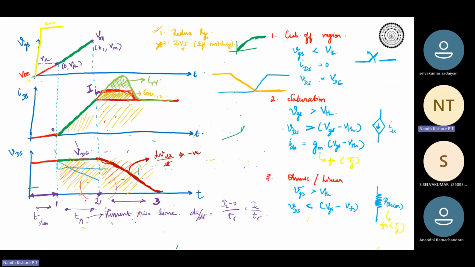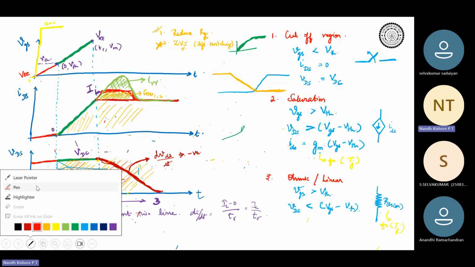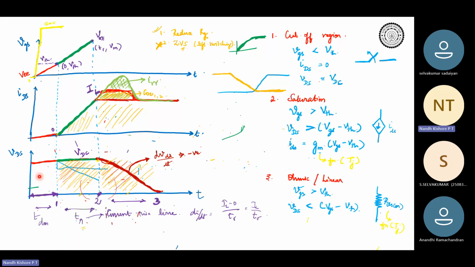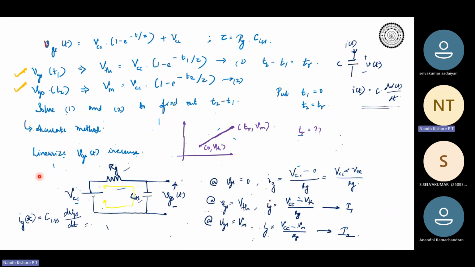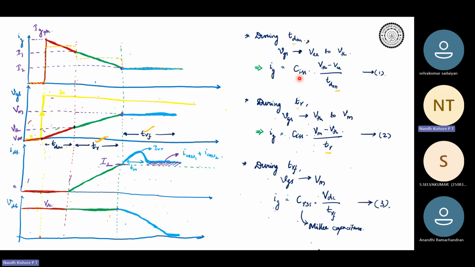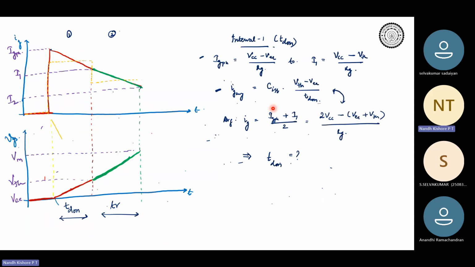We saw the mechanism of how the turn on and turn off happens within a device. Using KVL, KCL, and first principles for an inductor and capacitor, we derived how to find the turn on delay time, rise time, and the voltage fall time using the gate current. Even though it's a first order RC charging circuit, we linearized it and then computed the corresponding times.